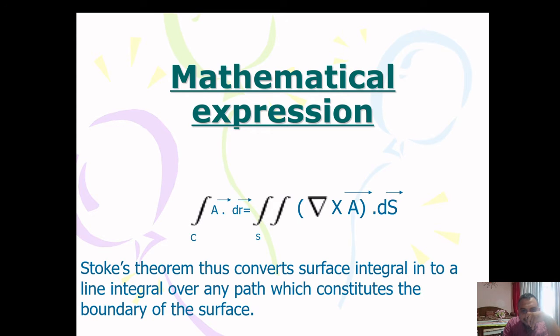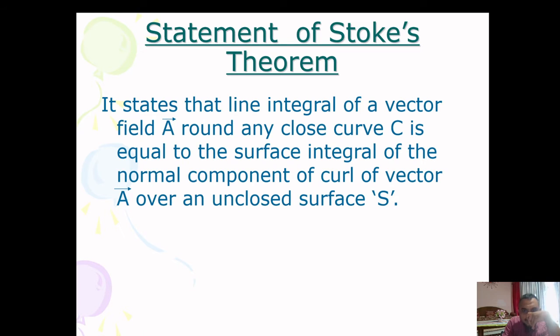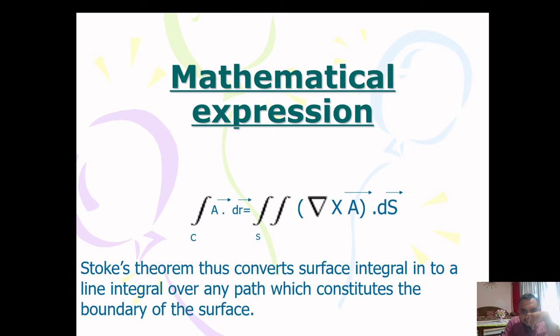So mathematically, if A is a vector, the line integral of that vector over any closed curve is equal to the surface integral of the curl of that same vector over a surface. So that means the line integral is basically over the boundary of the surface. So the path of the line integral should be the boundary of the surface, which is used for taking the surface integral.